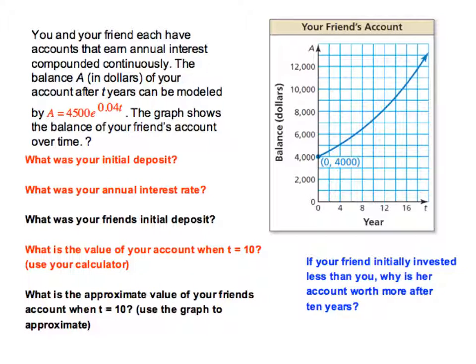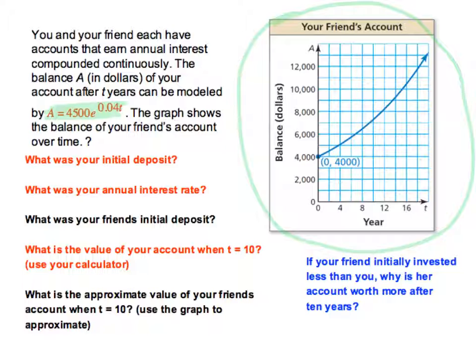This is an example of comparing money that I invested with money that a friend invested. It says you and your friend each have accounts that earn annual interest compounded continuously. The balance A in dollars of your account after t years is A equals 4,500 e to the 0.04t. So my account is modeled with an equation. Okay, my friend's account is modeled with the graph. So anytime I'm answering questions about my account, I'm going to look at that formula. Anytime I'm answering questions about my friend's account, I'm going to look at the graph.